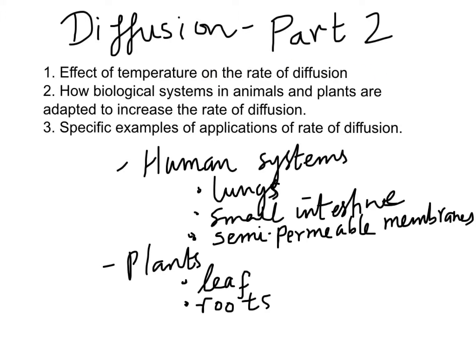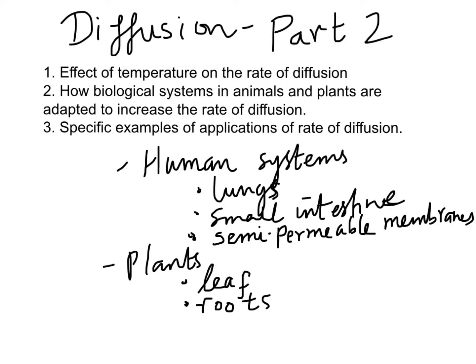So in this video we are going to be looking at how human systems, and this is common to most mammals, how the lungs are adapted particularly to maximize the rate of diffusion. Small intestine, how food after digestion moves into the bloodstream in the small intestine, and how the small intestine is specifically adapted to maximize this process.